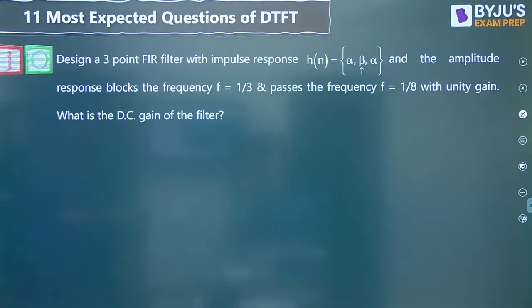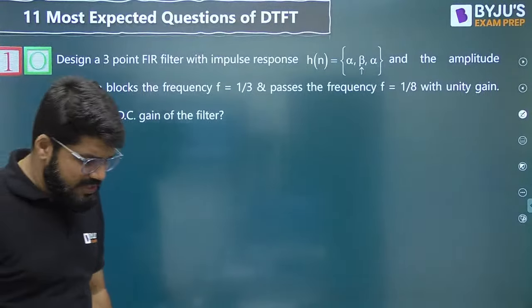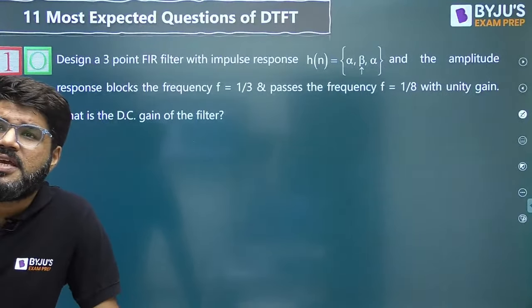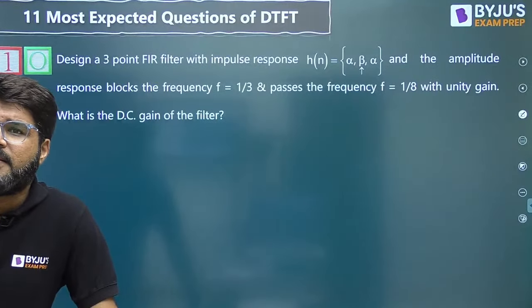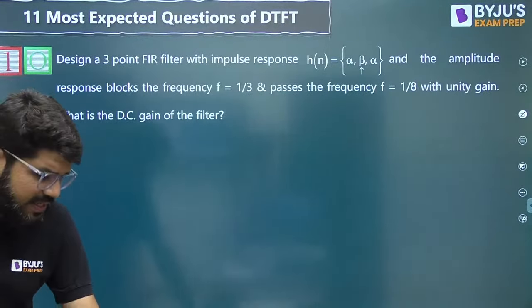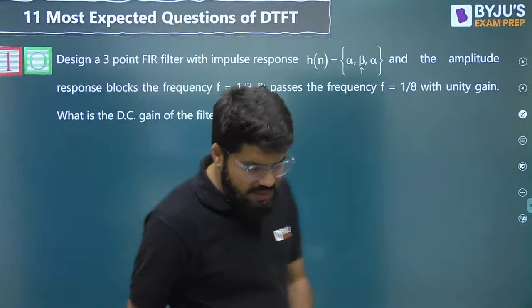Question number 10 ready for you. Design a 3-point FIR filter with the impulse response h[n] equal to alpha, beta, alpha, and the amplitude response blocks the frequency 1/3 and passes the frequency 1/8 with unit gain. What is the DC gain of the filter?